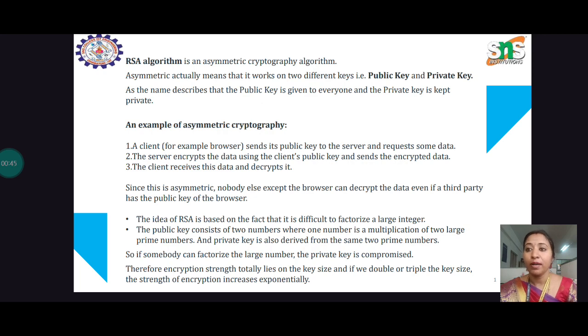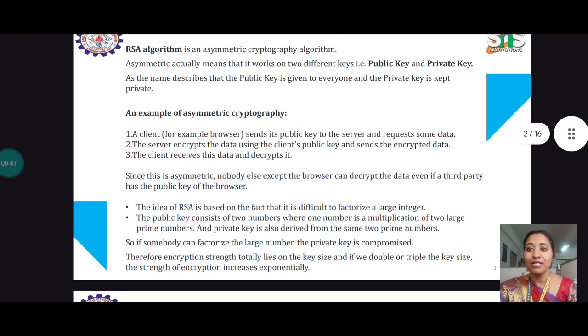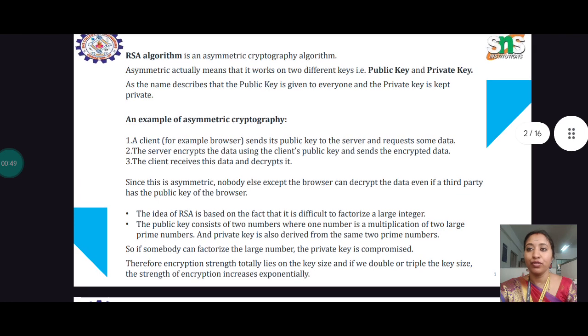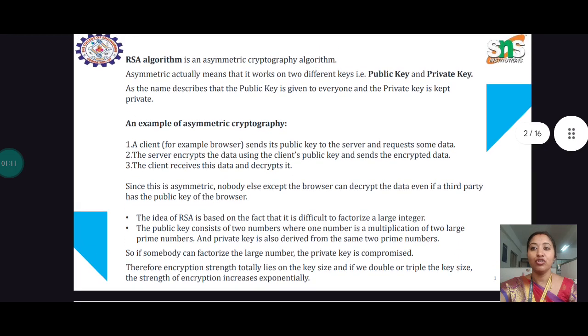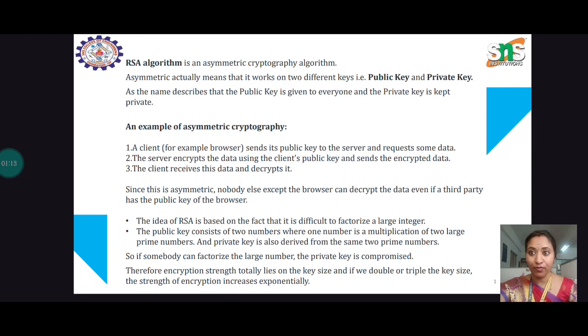For example, a client sends a public key to the server and requests some data. The server encrypts the data using the client's public key. So the client has given a public key, and the server encrypts through the public key and sends the encrypted data. The client receives the data and, with his private key, decrypts it.